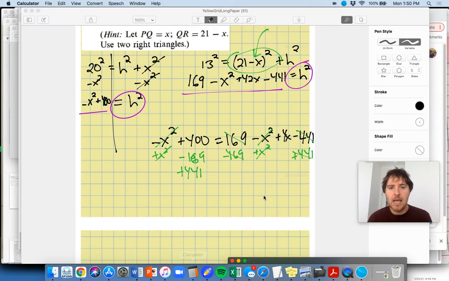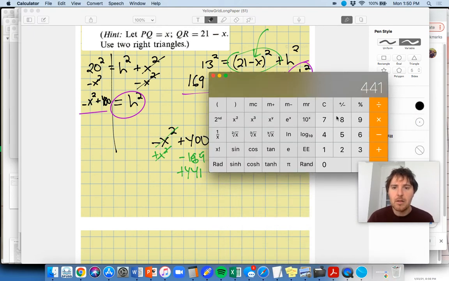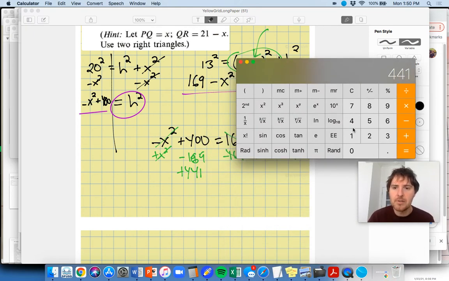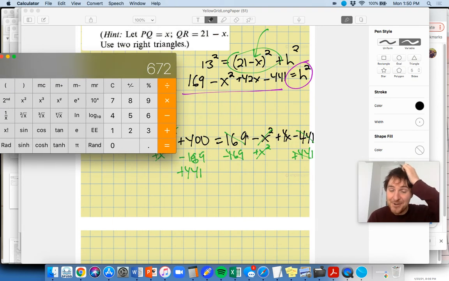Whoa, I definitely got to use a calculator. So let's check it out. 441 plus 400. You with me? You follow me? This is a lot. Minus 169. And, 672. That looks nice. 4 is going to go into that nicely.